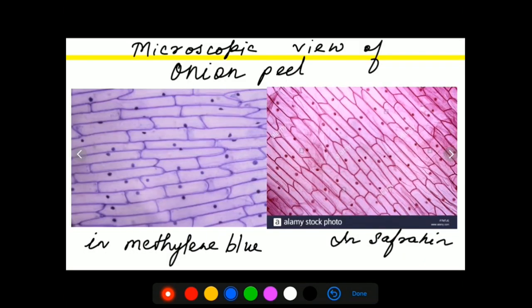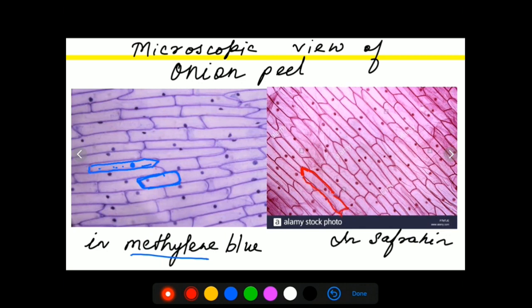What do you view? You'll see the structure of this onion peel. The cells are polygonal. You can draw these polygonal cells, and inside they have a dense nucleus. This light colored part is the cytoplasm, and this is the cell wall. So this is a typical onion peel. If you stain it in methylene blue, the cells visible are blue in color. But if you stain it in safranin, the cells which you see will be red in color.